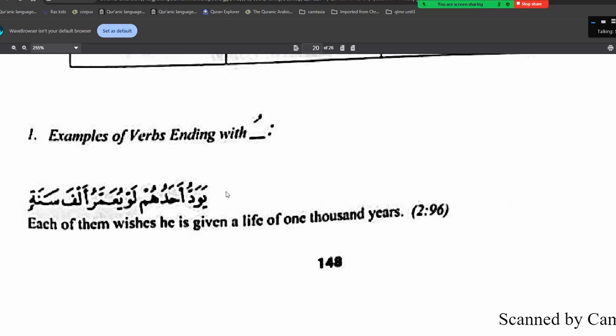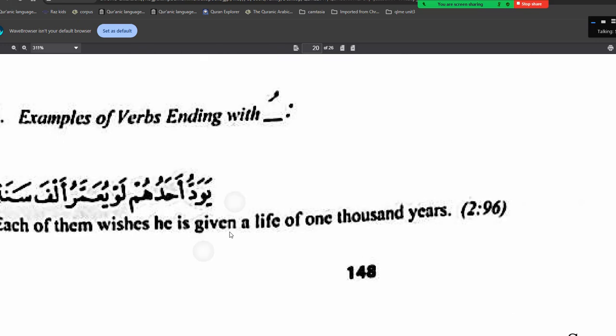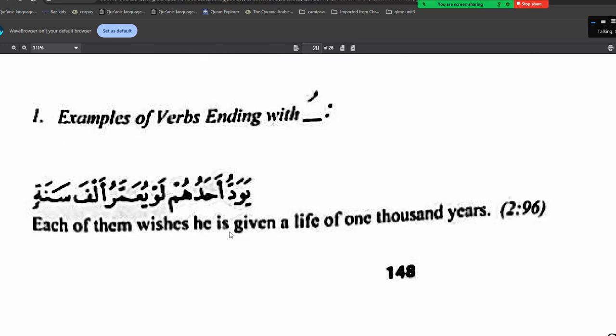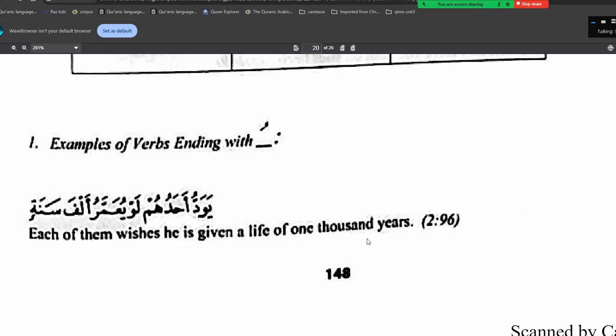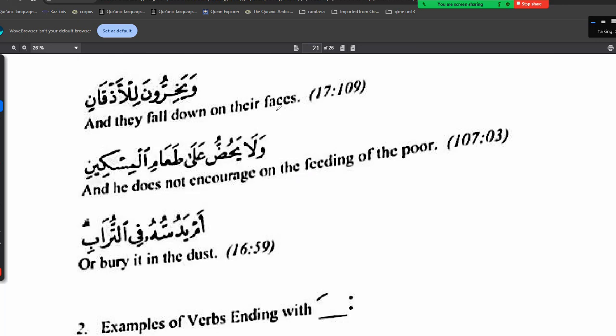So let's take examples of verbs ending with a dhamma. أَعُوذُ بِاللَّهِ مِنَ الشَّيْطَانِ الرَّجِيمِ بِسْمِ اللَّهِ الرَّحْمَٰنِ الرَّحِيمِ يَوَدُّ أَحَدُهُمْ لَوْ يُعَمَّرُ أَلْفَ سَنَةٍ. Each of them wishes he is given a life of 1000 years, which is the double-lettered verb, al-fi'l al-mudha'af, wadda, yawaddu. Okay. Amara, ya'muru: this looks like that, but we are concerned about the ain and the lam kalima. These two must be the same, like madda, shakka, wadda, kharra, right?